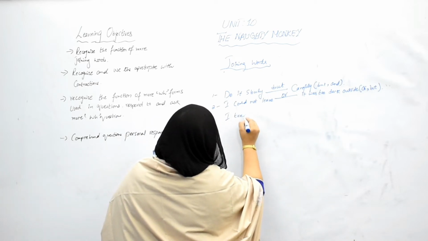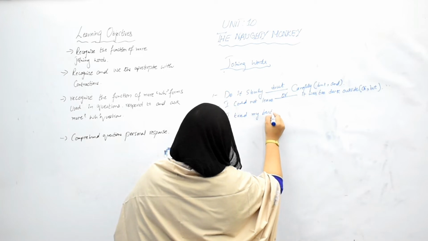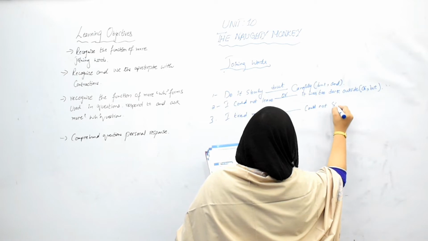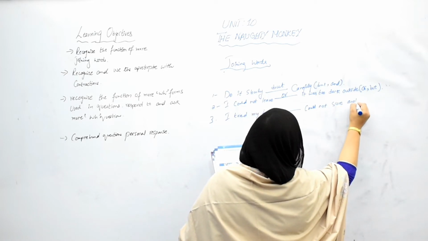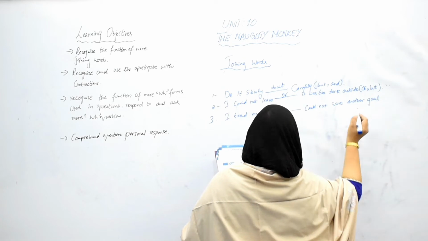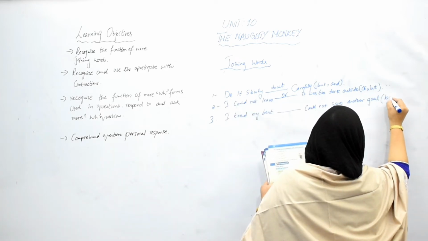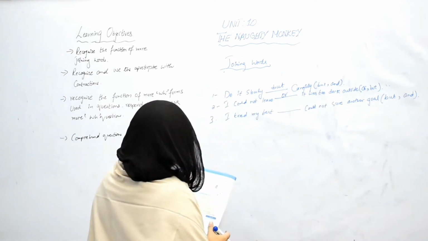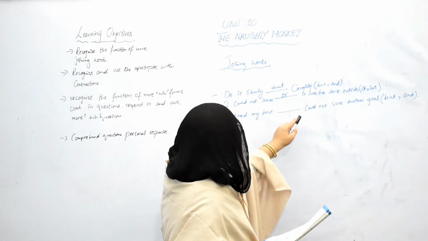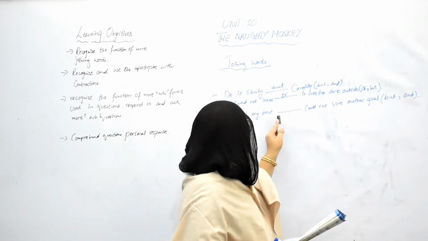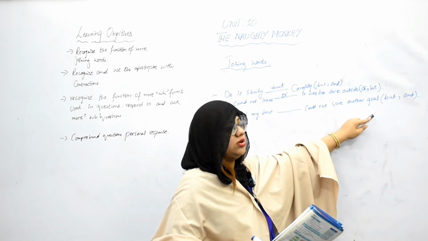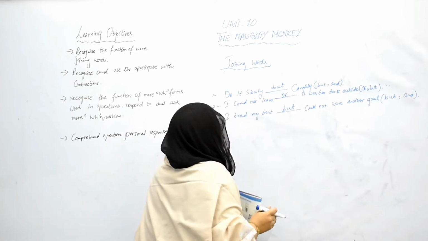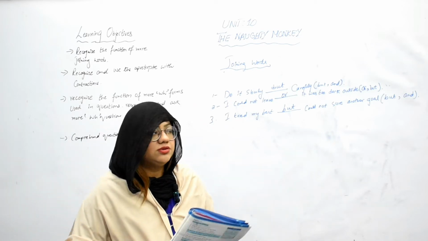I tried my best, dash, could not score another goal. The options are but and. I tried my best and could not score another goal, but could not score another goal. But is the appropriate option. I tried my best but could not score another goal.